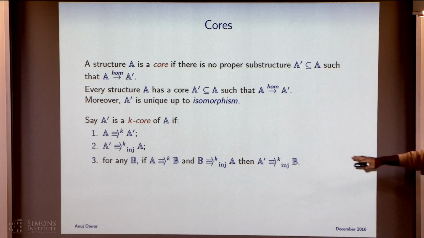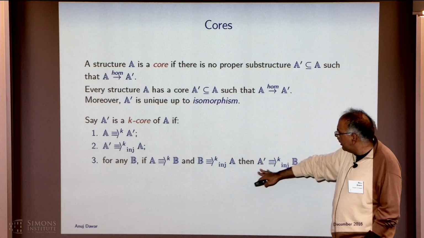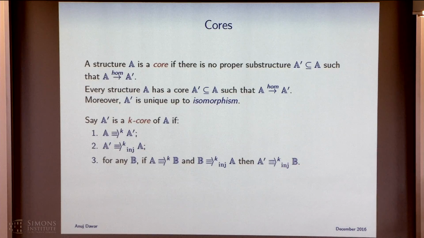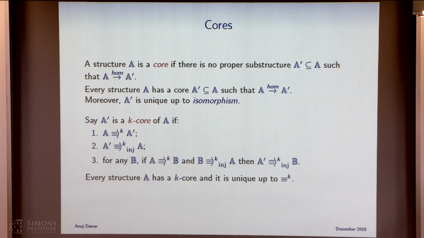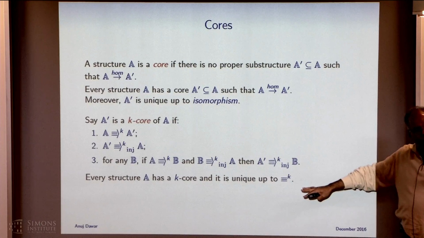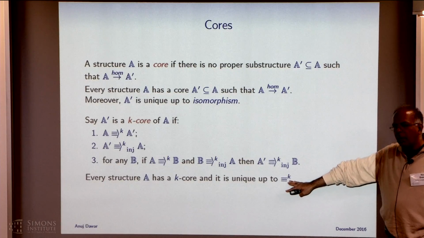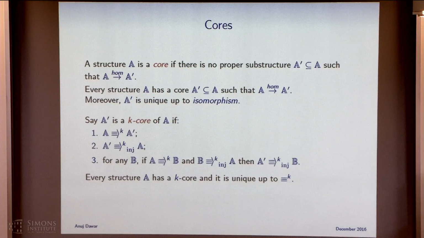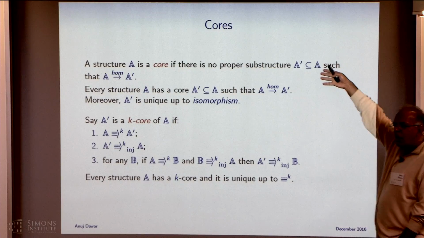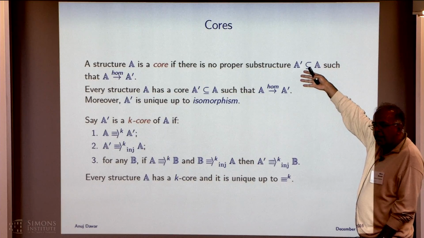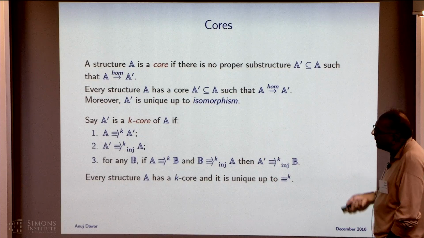And we want a minimality condition, which turns into this. For any structure B to which A maps K locally, and which maps injectively K locally into B, then A prime maps injectively K locally into B. That's the minimality condition. And then we can show that every structure has a K core, and it's unique up to K equivalence, right? The bijective games. I think there's a lot more you could do just in terms of looking at natural properties in this category of homomorphisms and reproducing them here.